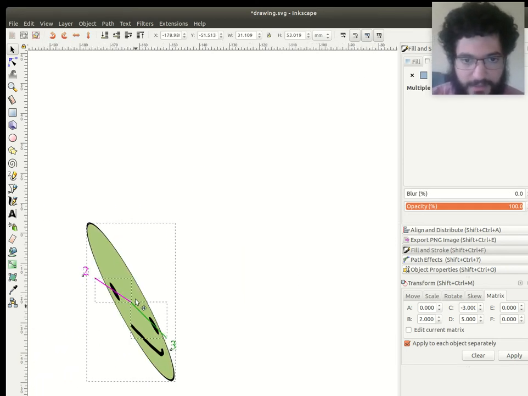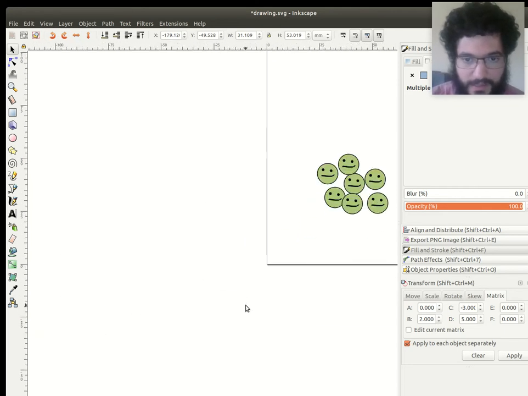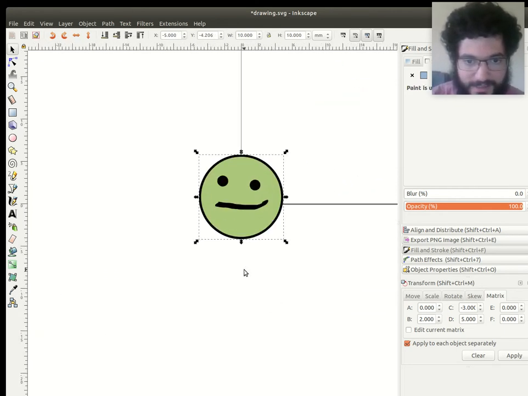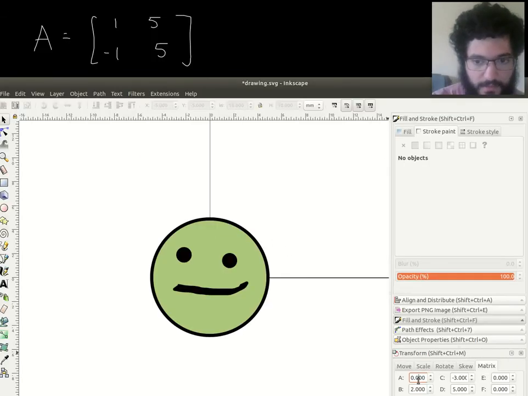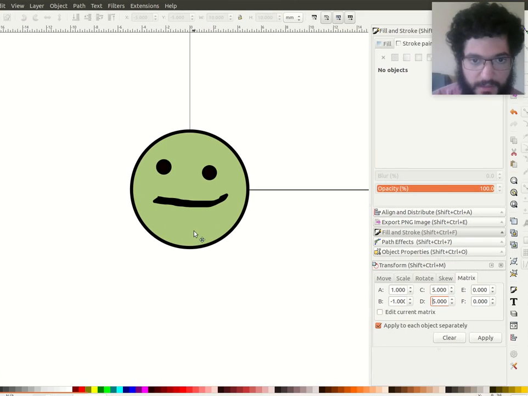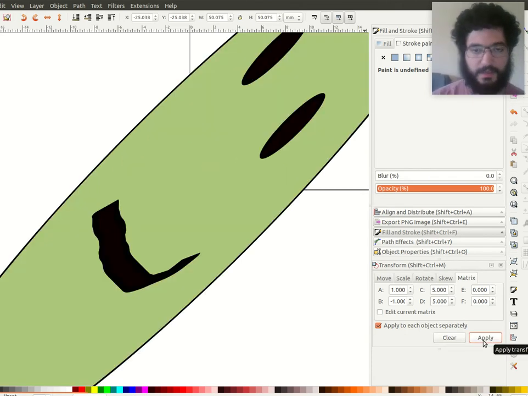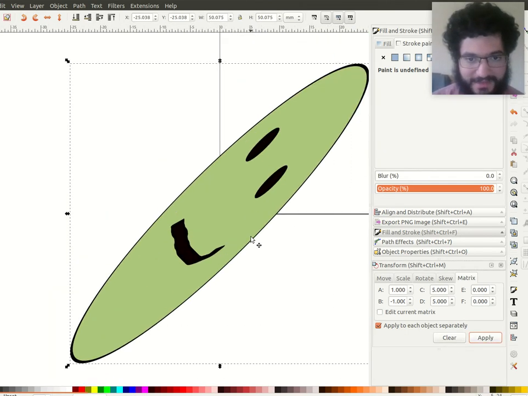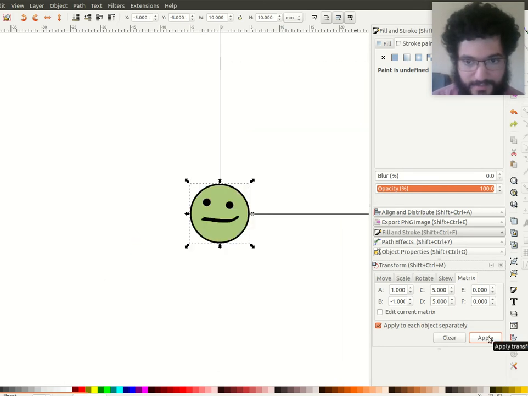Let's get rid of this one. That one's done with. And I have this supply of test subjects. Let's bring in a new one. And here I'm applying the matrix 1, 5, negative 1, 5. So let's see. Okay, interesting. Something happened. Let's see that again. So let's revisit that after we get the eigenvalues and eigenvectors.